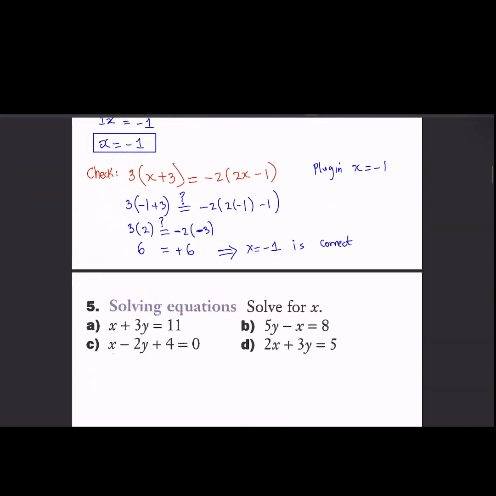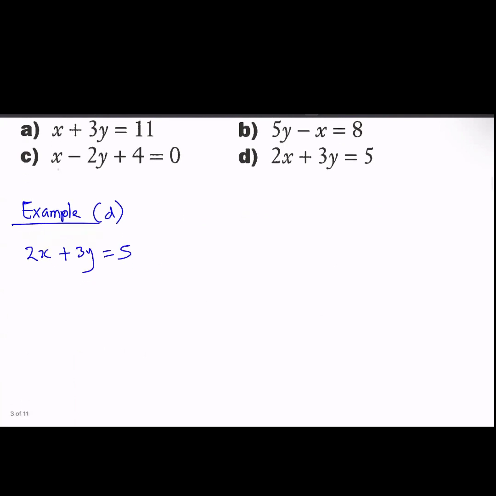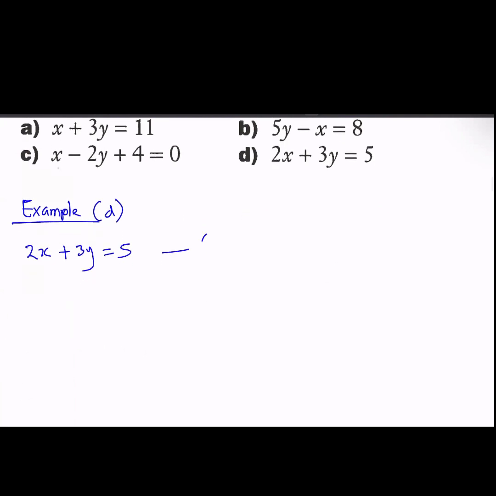Another skill we need to know how to do: when you have an equation with two variables and you're specifically told to solve for one particular one, which is just solve for x, which is a little bit easier. I'll use example D as an example. So if you have 2x plus 3y equal 5, you want to solve for x. So in brackets, I'll say to solve for x.